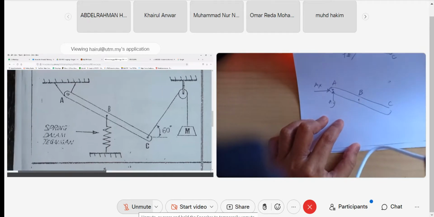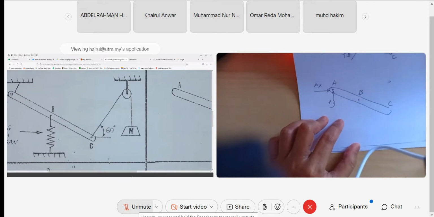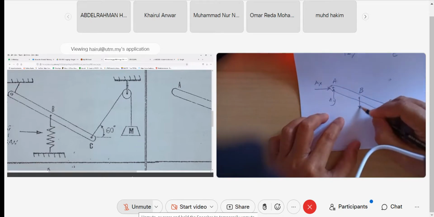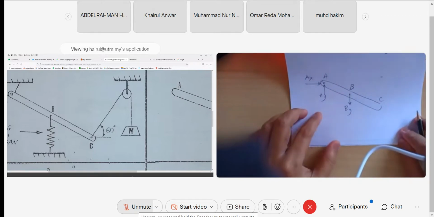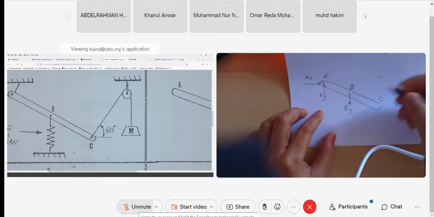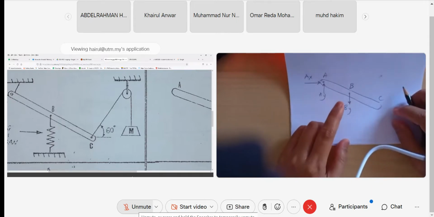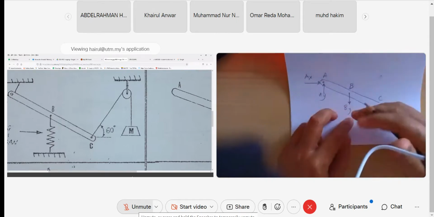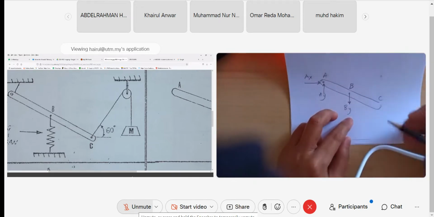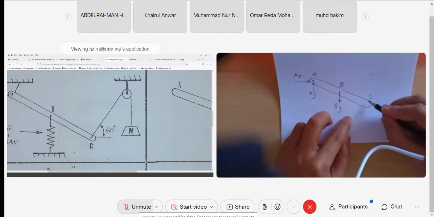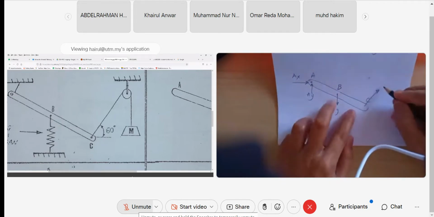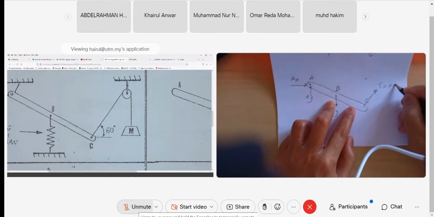The spring in tension. What is it in Malay? Spring in tension, so what does it mean? Spring in tension, so it will be downward in the y direction. Spring in tension is not in compression. Tension means pulling, but a spring in compression tries to push it upward. Now the spring is pulling in tension, so it's pulling downwards. And C is the direction of the rope, and the tension of the rope here is M times D.